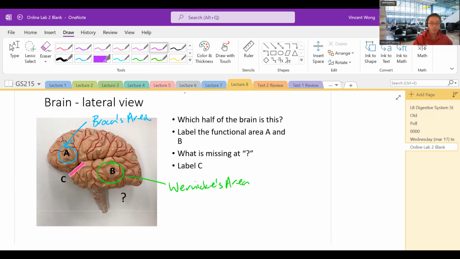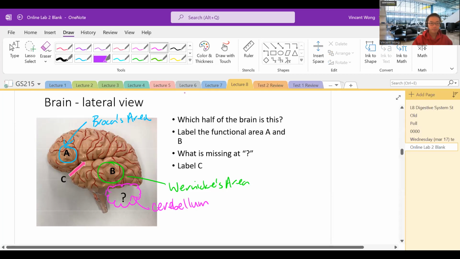What is missing at question mark? Right. So you should have the cerebellum there. There is a groove right here, right? That divides the frontal lobe from the temporal lobe. That is called a lateral fissure.